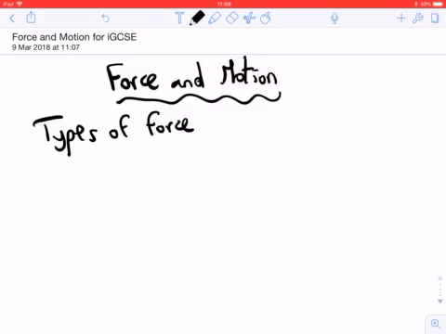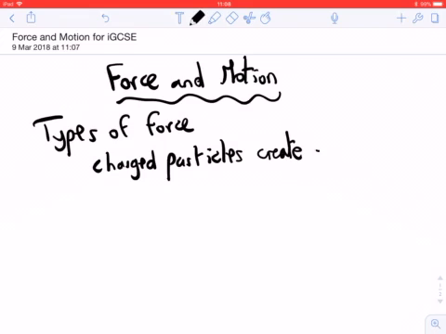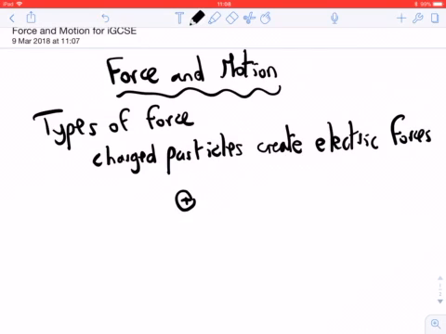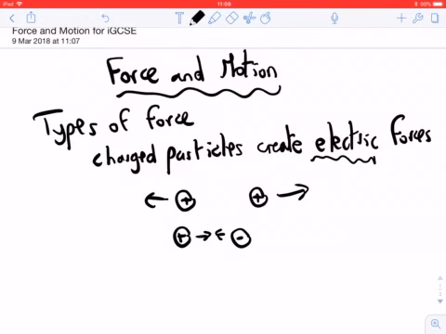So, for example, charged particles create electric forces. You probably know that if we have a positive charge and a positive charge, they'll repel each other, and a positive and a negative will attract. So there's a force there called the electric force. So that's one type of force.